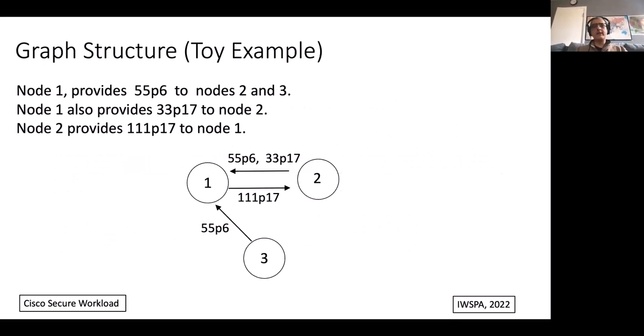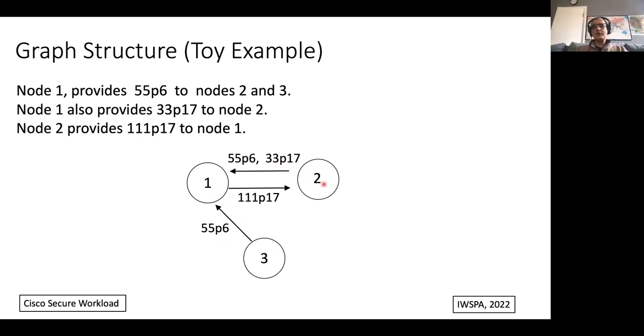But that's basically it. So you can see here that nodes 1 and 2 talk on different ports, and there are 3 edges.